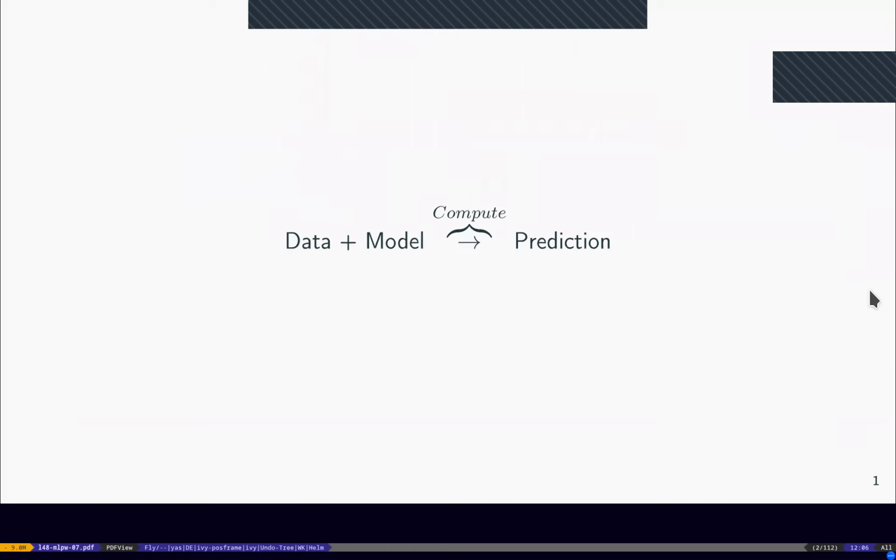So to begin with, I'm going to show this thing. Neil put this up very early, saying that we have some data, we have some model, and we're going to do some predictions. To go from these two things, we add some compute. That's the process that we get to from there.